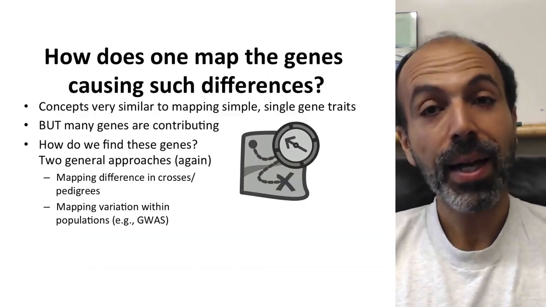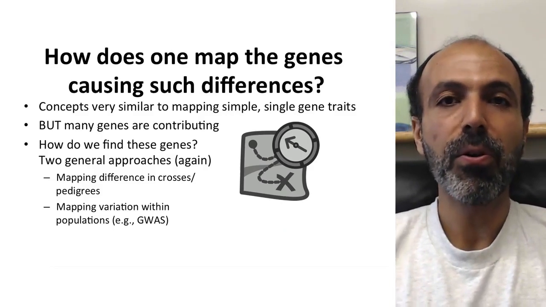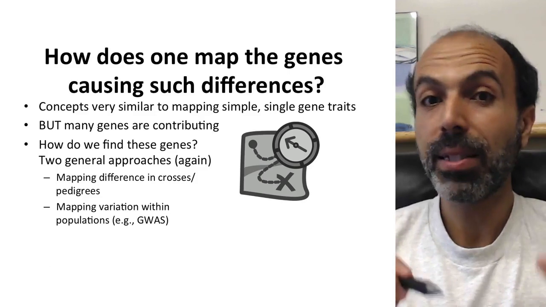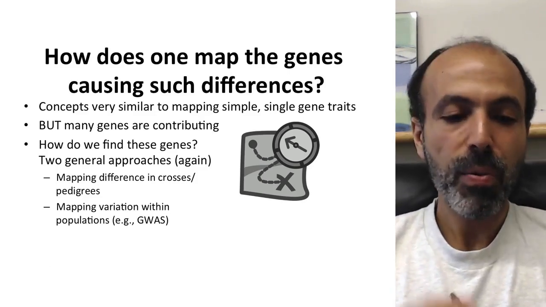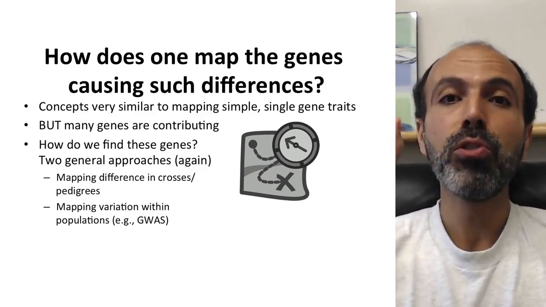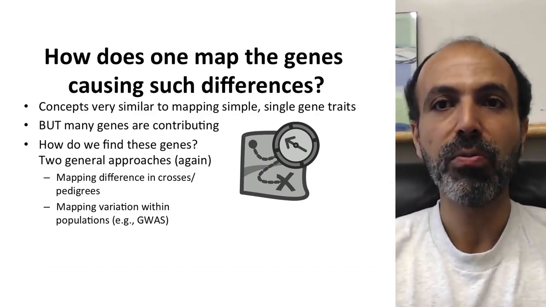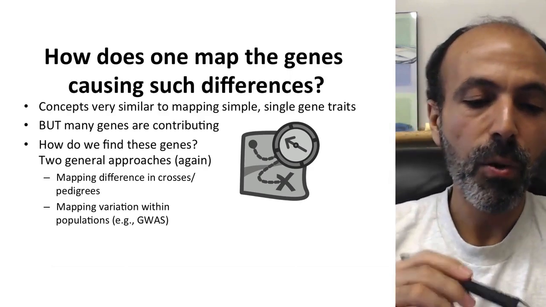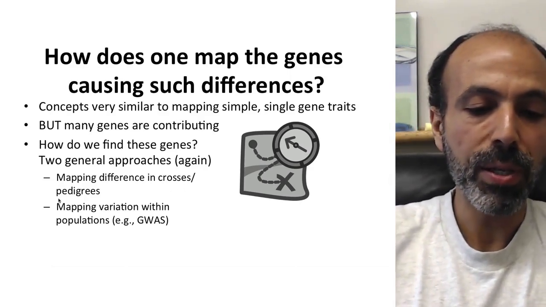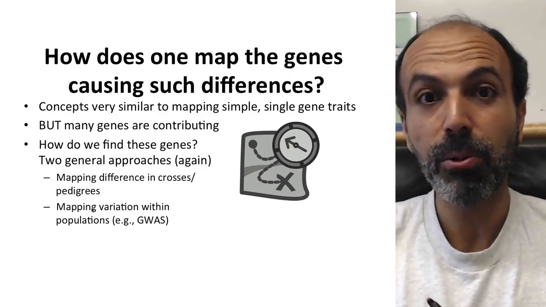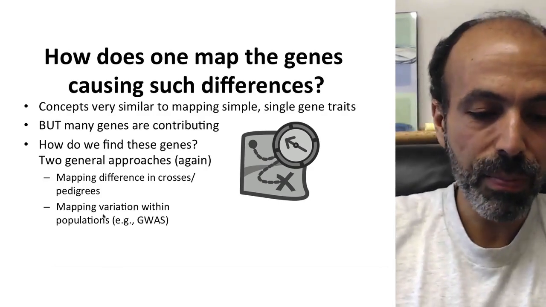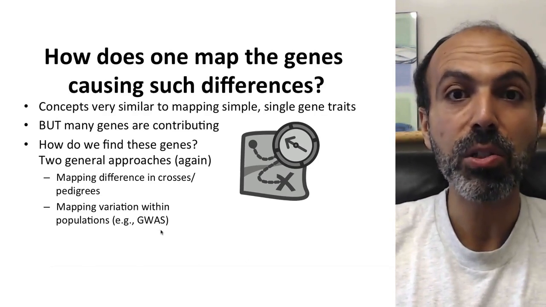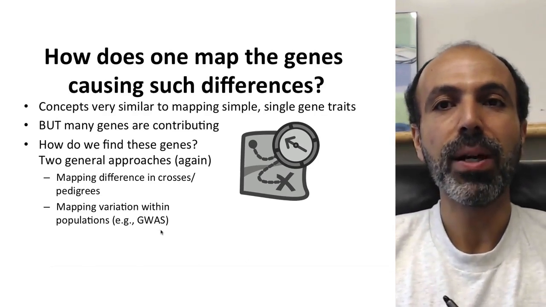Well, the concepts for doing this are very simple for mapping simple single gene traits. Nonetheless, as I mentioned, there are many genes contributing. Well, again, just like before, there's 2 general approaches. And we'll come back to these in subsequent videos. I want to emphasize in this video just some of the overlying principles. One of them is mapping the difference using crosses or pedigrees. This is exactly what we do with the simple traits. The other one is mapping variation within populations, and we'll talk about the Genome-Wide Association Study, often abbreviated as GWAS.